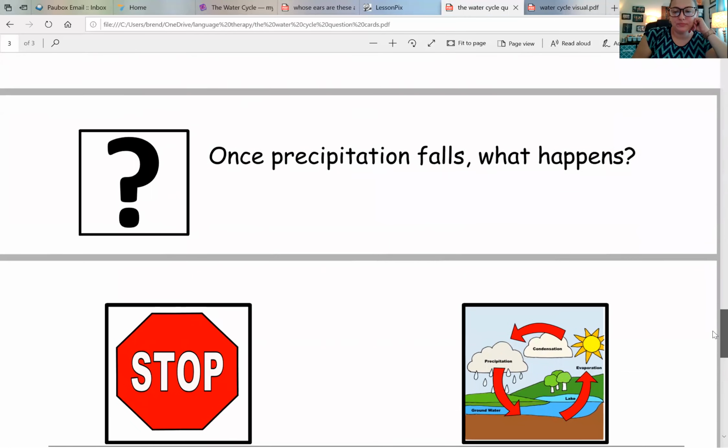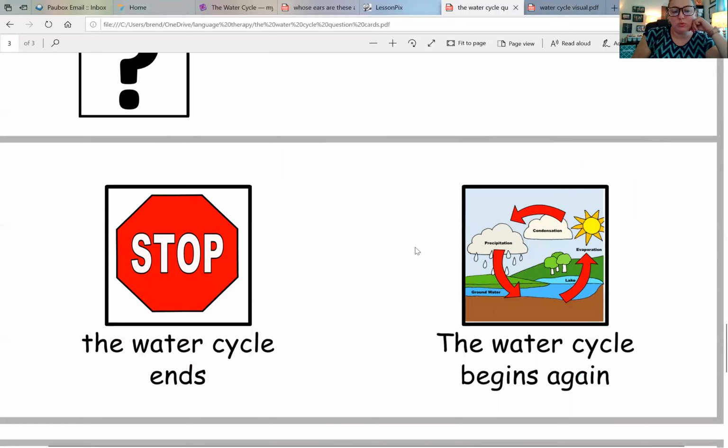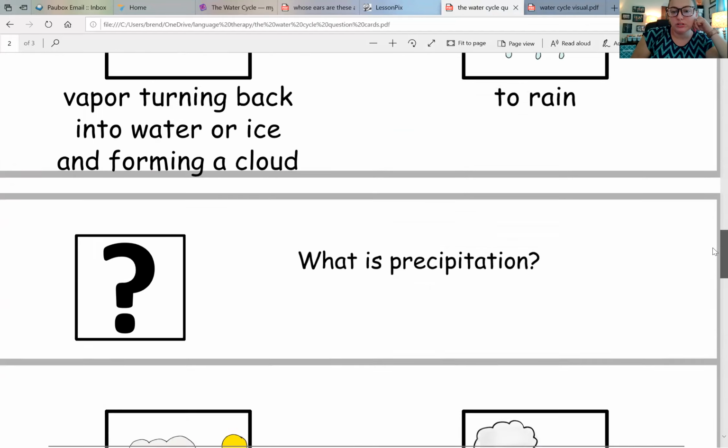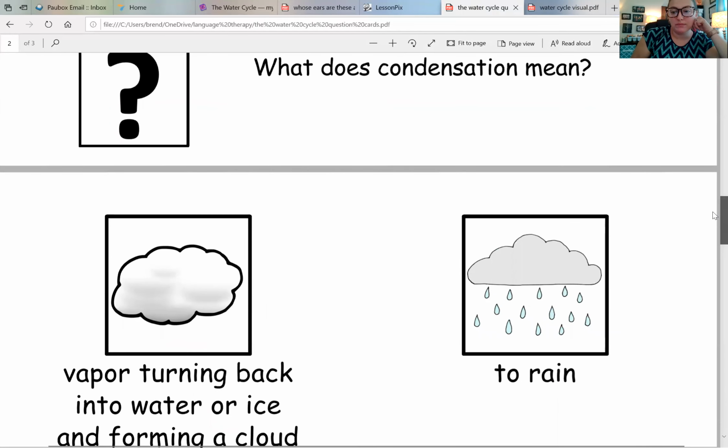Okay, last question. Once precipitation falls, what happens? So this is the last page in our story we read about. So what happens after precipitation? Does the water cycle stop or end? Or does the water cycle begin again? Okay, so that's the end of our questions. I'm going to go over the answers. So if you need more time, like I said, pause it, okay?